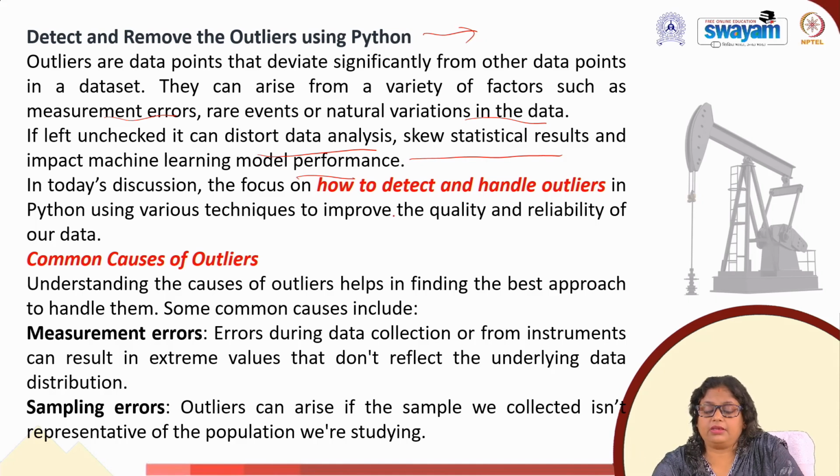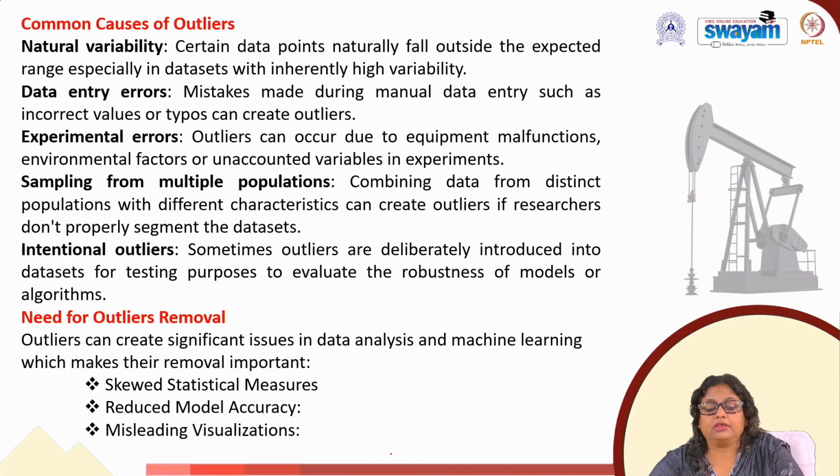First, we will start with the common causes of outliers. Understanding the causes helps in finding the best approach to handle them. Some common causes: measurement error, where an error during data collection or from an instrument can result in extreme values that do not reflect the underlying data distribution. Second, sampling error, where outliers arise if the sample we collected is not representative of the population we are studying.